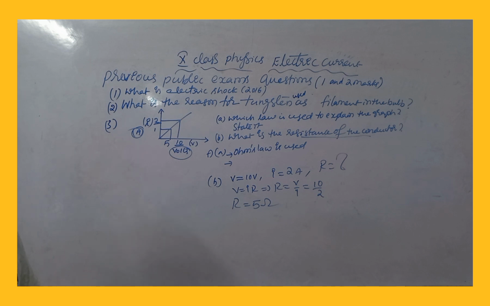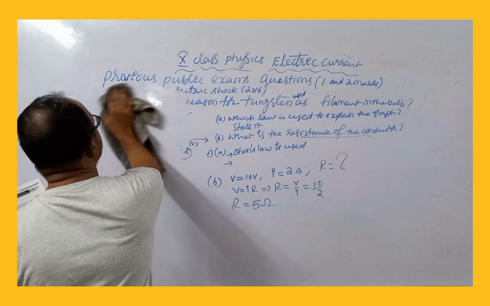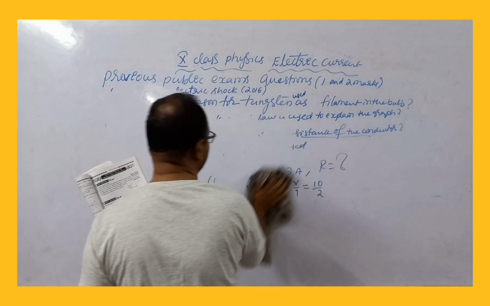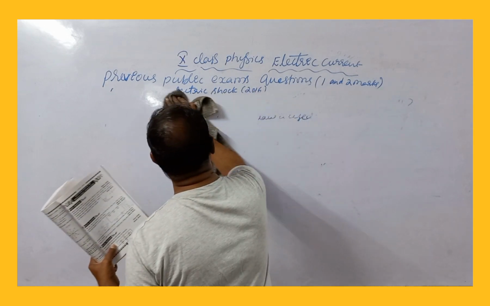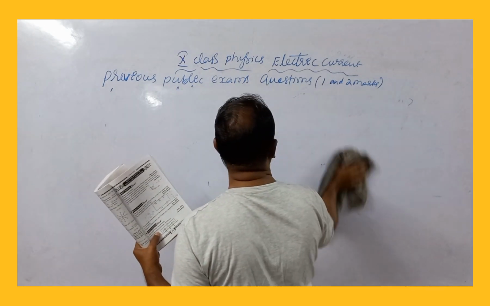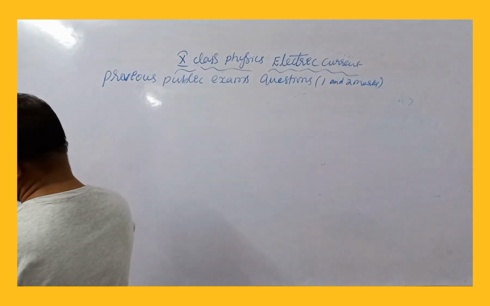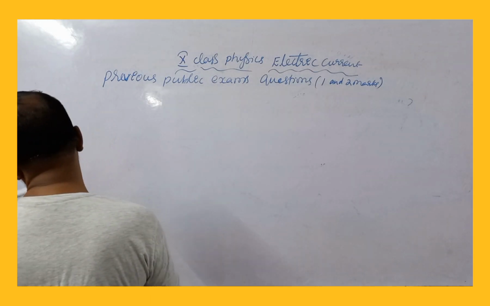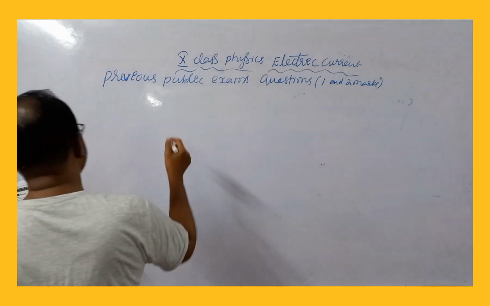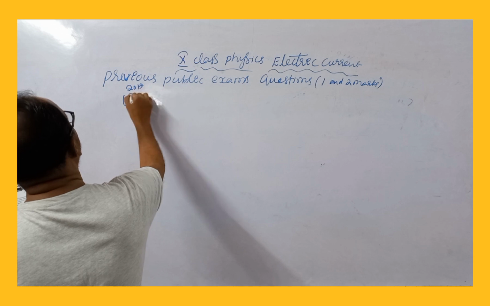Now what about 2 marks questions? Two marks questions which came in previous public examinations. We can save household wiring and devices by using fuses. This is the first question, which came in March 2017.